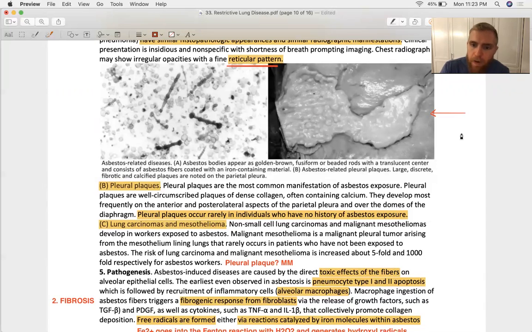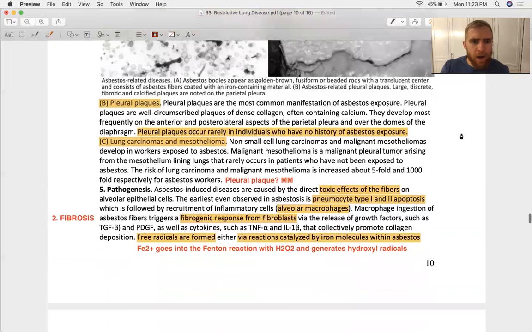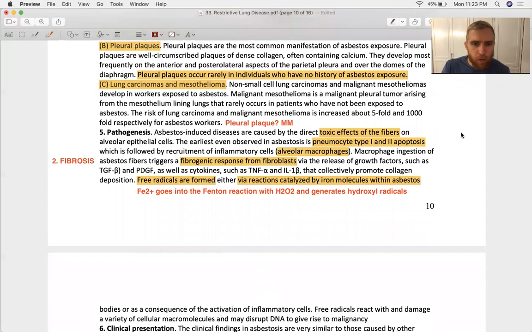And this can happen in someone with no history of asbestos exposure, but asbestos sure does predispose you to it. And then finally, primary lung cancers and mesothelioma. Your mesothelioma risk is 1,000 times higher if you do have a positive asbestos exposure. And if the patient has the history of a pleural plaque, then they're probably going to get mesothelioma at some point.